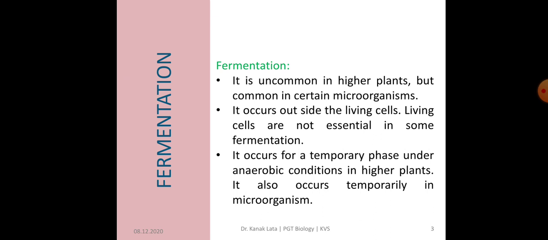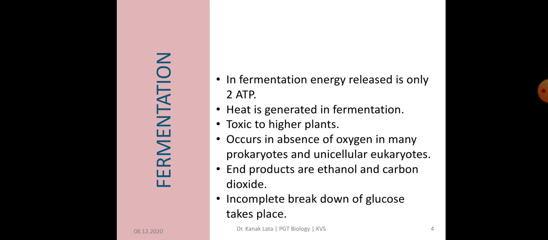Fermentation is not common in higher plants but common in certain microorganisms. Fermentation occurs outside the living cells. Living cells are not essential in some fermentation. In higher plants, it occurs for a temporary phase under anaerobic conditions, and it also occurs temporarily in microorganisms. In fermentation, only 2 ATP of energy is released. There is heat generation in fermentation and it is toxic to higher plants.